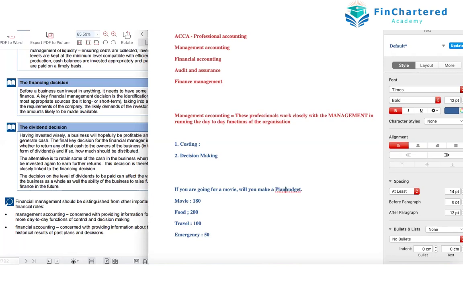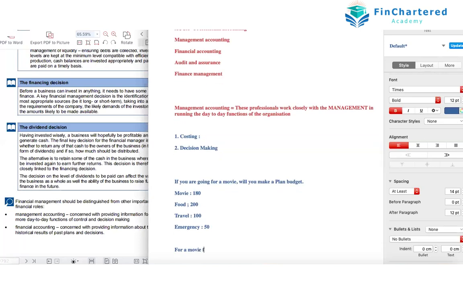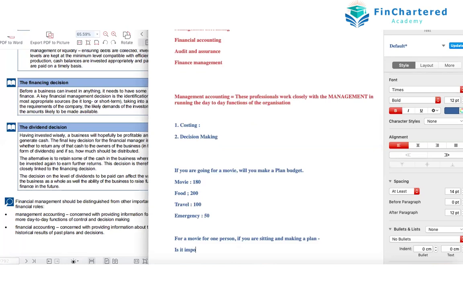So you are sitting and making a plan. You will make a plan. Yes or no? How many of you will make a plan like this for your movie? Manya, Nitesh, Vishakha, you will all make a plan. Janvi says yes. Now imagine for a movie, for one person, if you are sitting and making a plan, is it necessary? Is it important for a company to make plans?